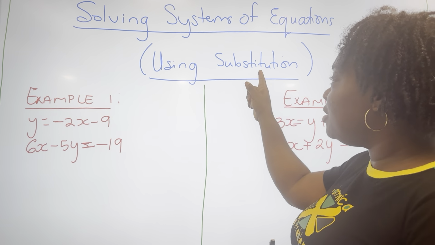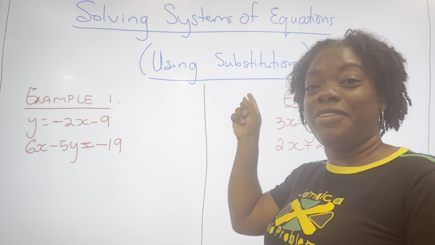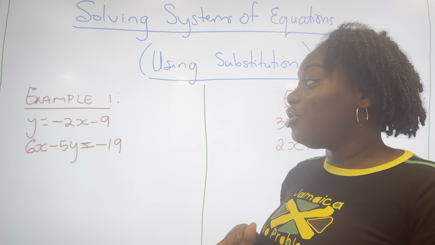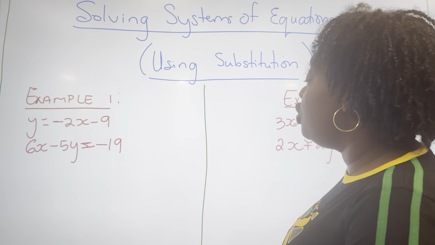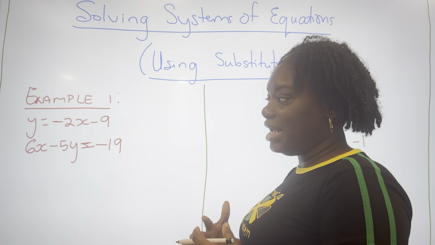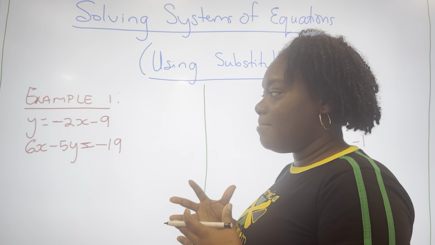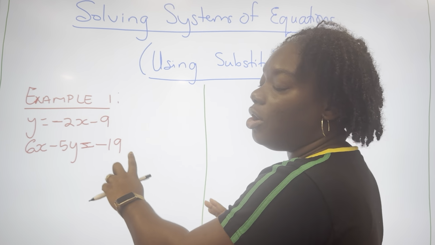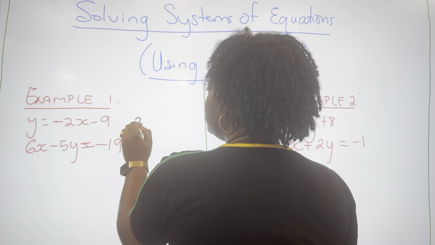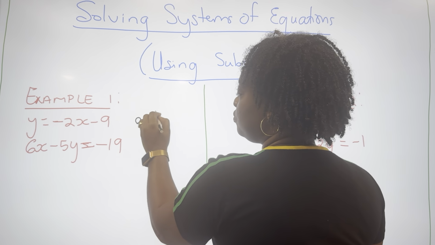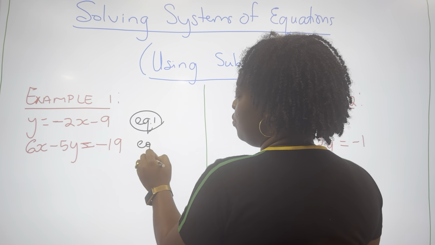Now, as mentioned, we're using the substitution method. And as the word suggests, we're going to substitute. Now I'm going to look to see what it is that I can substitute to make my life easier, or just to have one variable. So I'm going to call this my equation 1, and that's my equation 2.